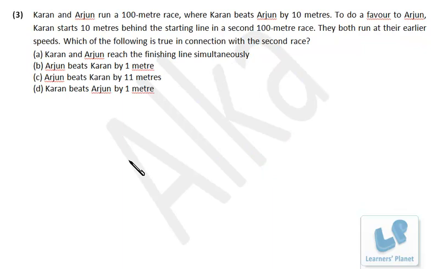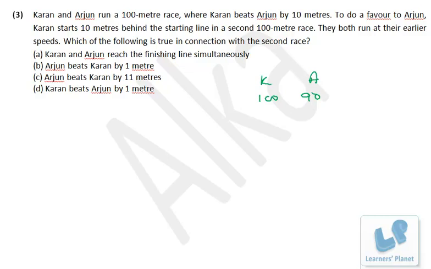Now friends, let's take this question on time, speed and distance. Karan and Arjun run a 100-meter race where Karan beats Arjun by 10 meters. To do a favor to Arjun, Karan starts 10 meters behind the starting line in a second 100-meter race. So Karan beats Arjun by 10 meters. That means in the time when Karan runs 100 meters, Arjun just runs 90 meters.